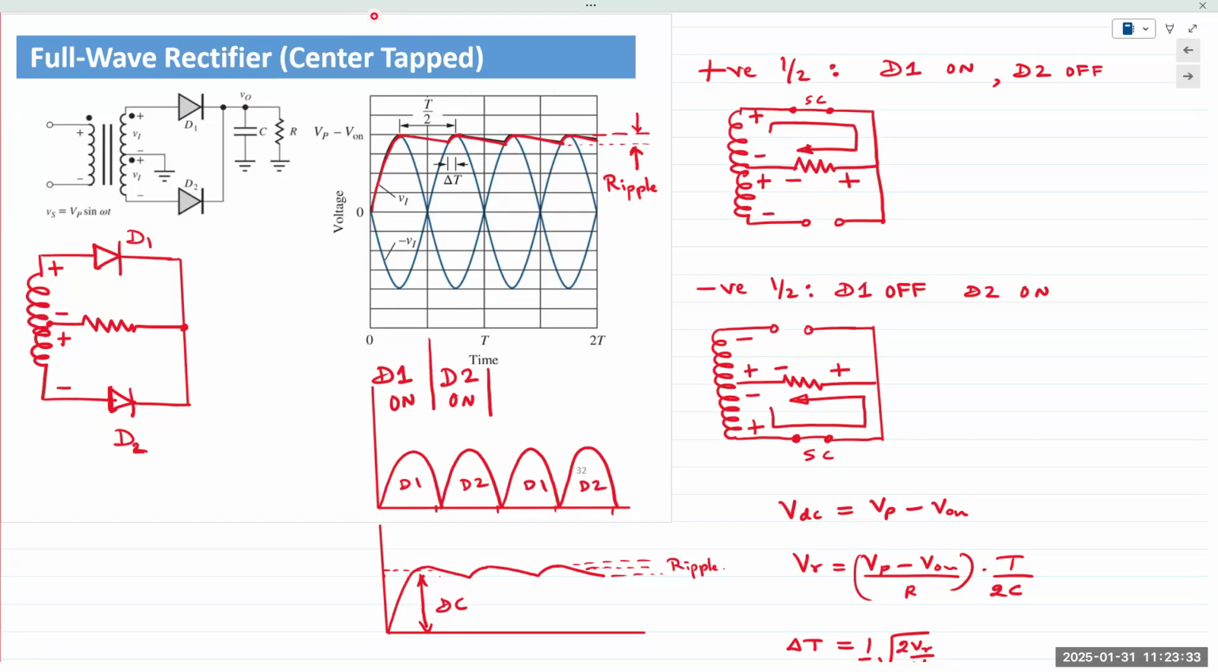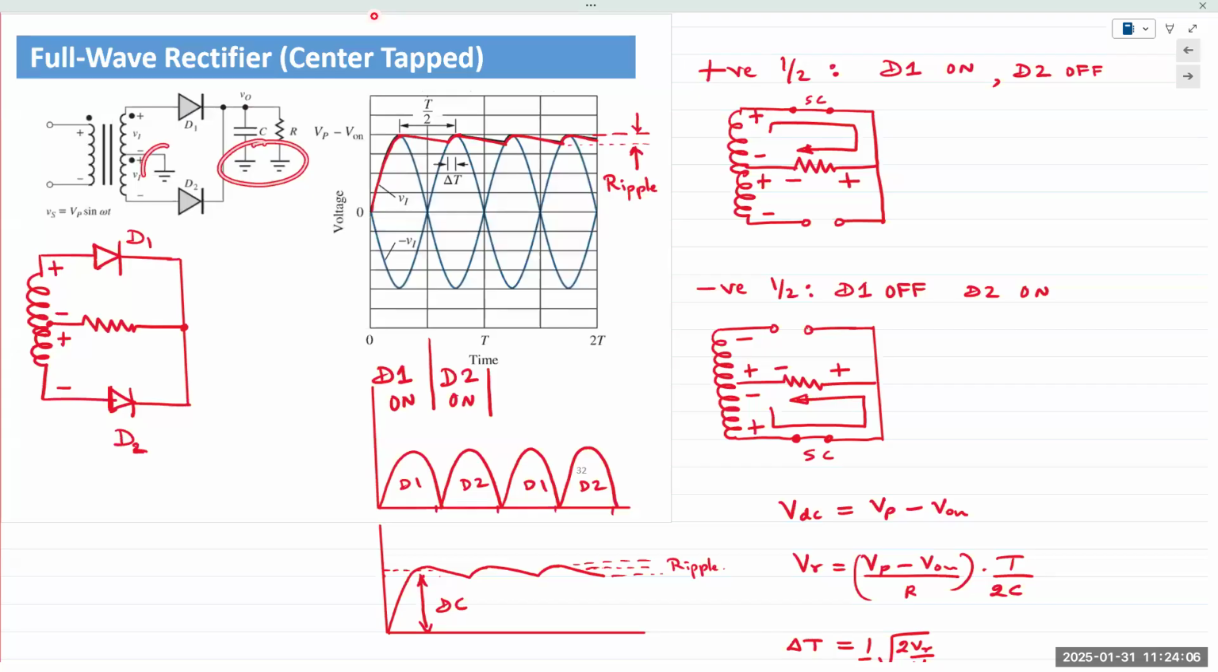In the negative half cycle, diode D2 is on because the polarity is flipped. The circuit looks like this. Polarity is flipped. Current is still flowing in this direction. So if you notice the resistor, the current through that load resistor flows in the same direction for both the positive and the negative half cycles.